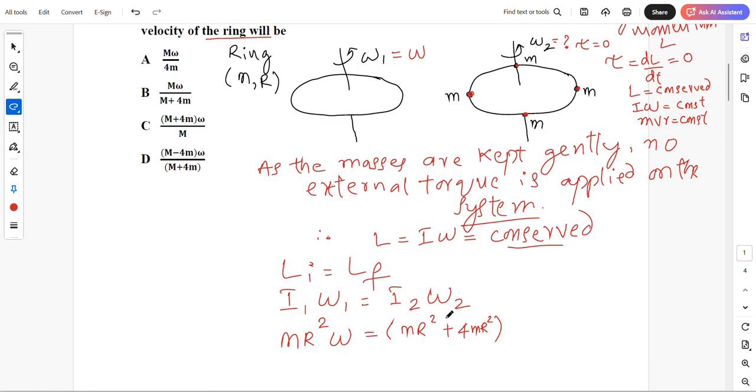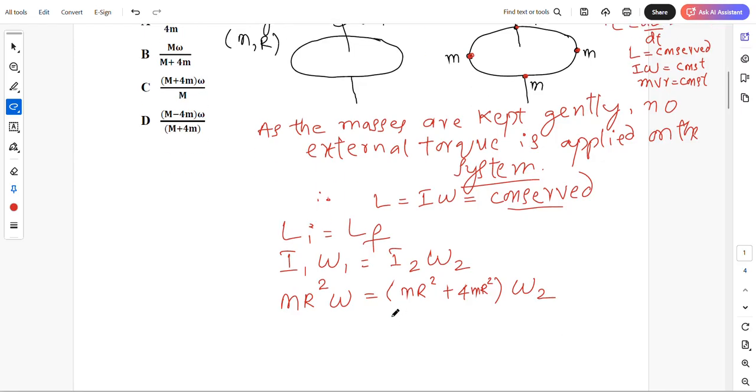Now you are supposed to calculate into omega 2. From here you have to simplify for omega 2. Omega 2 is equal to m r square omega divided by, taking r square as common, r square into m plus 4m.